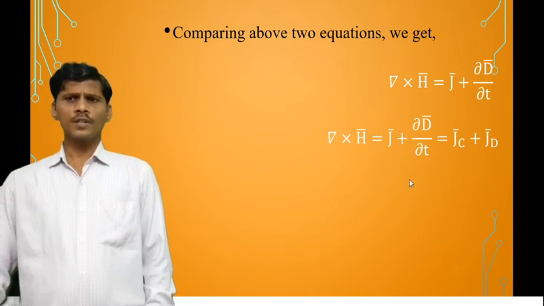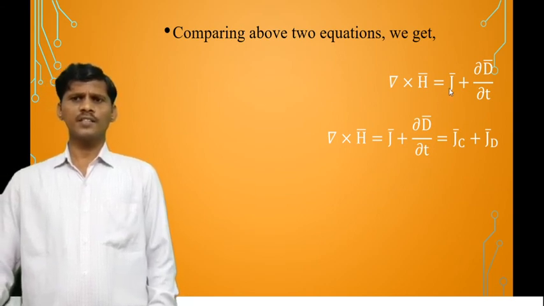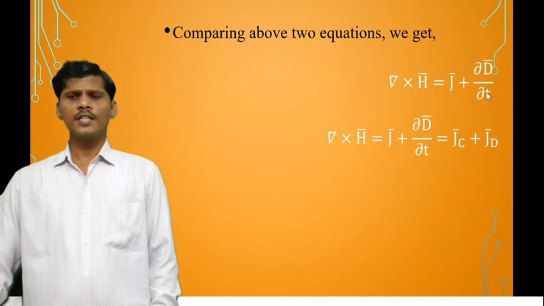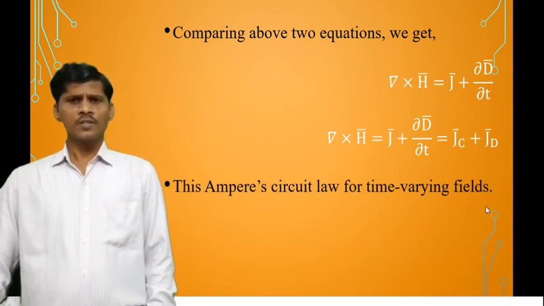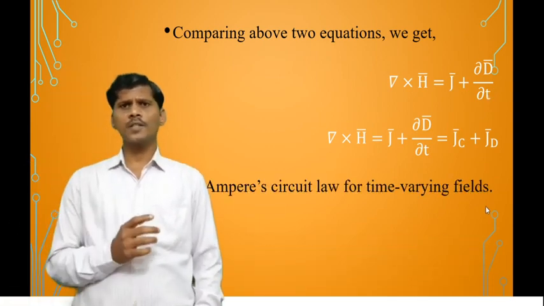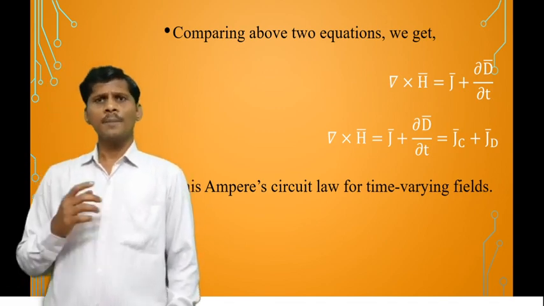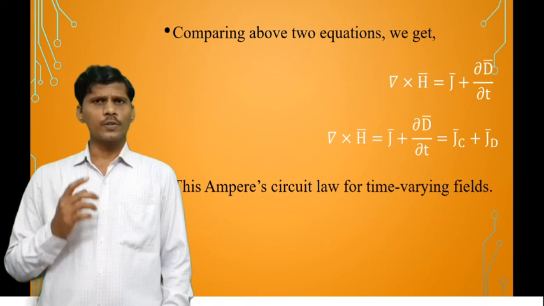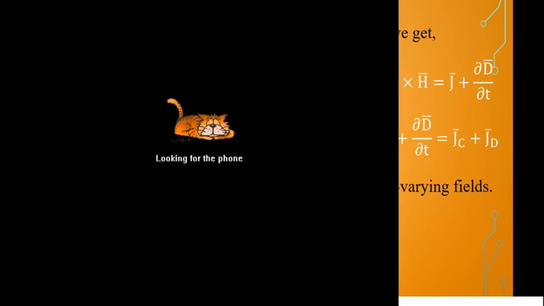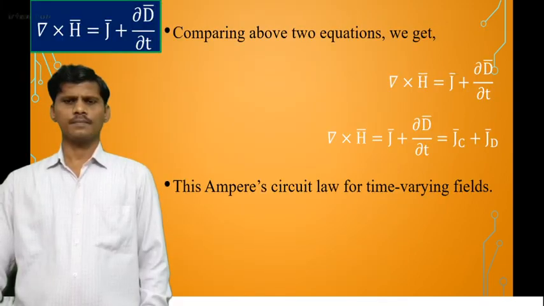In this equation, the first term is the conduction current density and the second term is the displacement current density. This equation is called Ampere's circuit law for time varying fields.